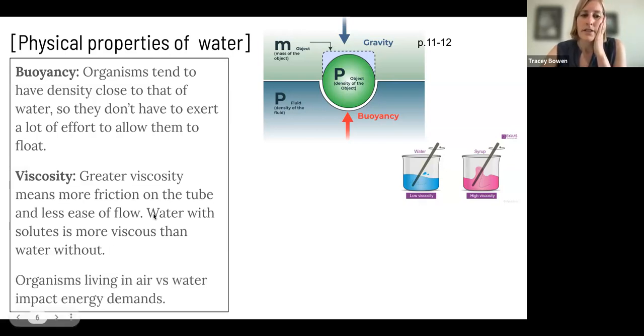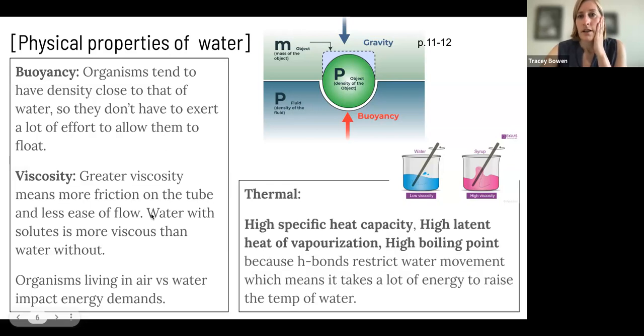And then organisms living in air versus water are going to have different energy demands because of maintaining their buoyancy, as well as traveling through different materials potentially, or alternatively maintaining their own body water, if they're, for example, living in salt water.